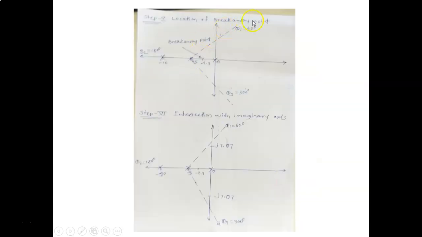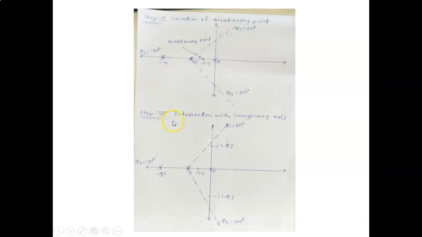Now the location of the breakaway point. Always remember the breakaway point exists in the root locus region only. Therefore we have only one point, that is minus 2.11. Locate that point between 0 and minus 5, and indicate it as the breakaway point.